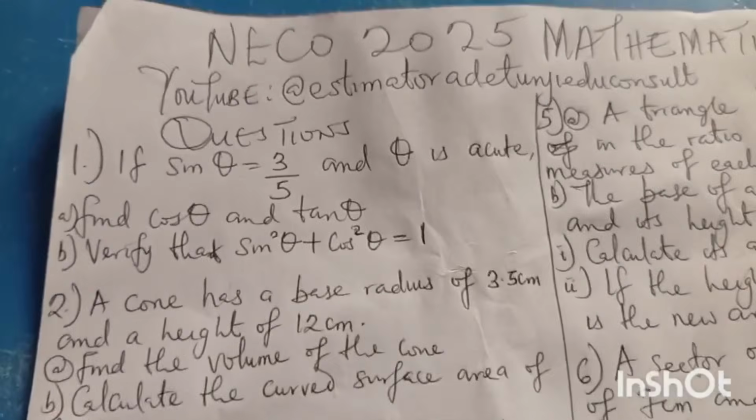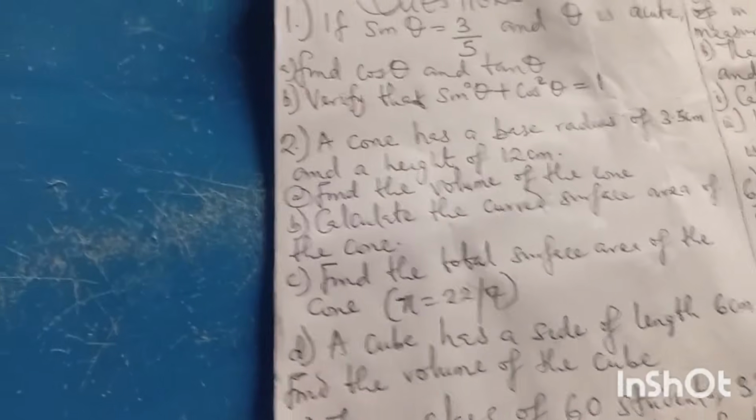Now you can see my questions running from 1 to 3 till number 6. All these questions right now will be solved in my paper.